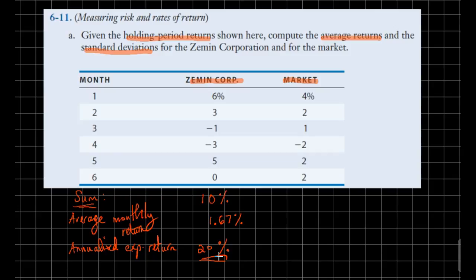In a similar way, we can find the sum for the market first. 4 plus 2 is 6, plus 1 is 7, minus 2 is 5, plus 2 is 7, plus 2 is 9%. We divide this outcome by 6. We find our average monthly return, which is 1.5%. And to annualize this outcome, we simply multiply it by 12, which gives us an 18% return for the market. So we're pretty much done with the first step.